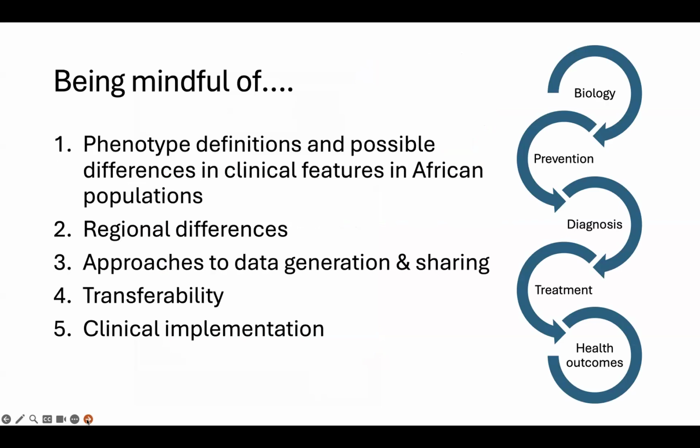Even chronic kidney disease is different because in Africans, it's usually associated with hypertension, whereas in European populations, often with diabetes. So we need to understand what the differences are. We also need to know that it's different in different regions of Africa. And we need to think very carefully about how we collect data, and that we need to be very careful about the consents and the ethics so that we can actually share that data and make it available to others.